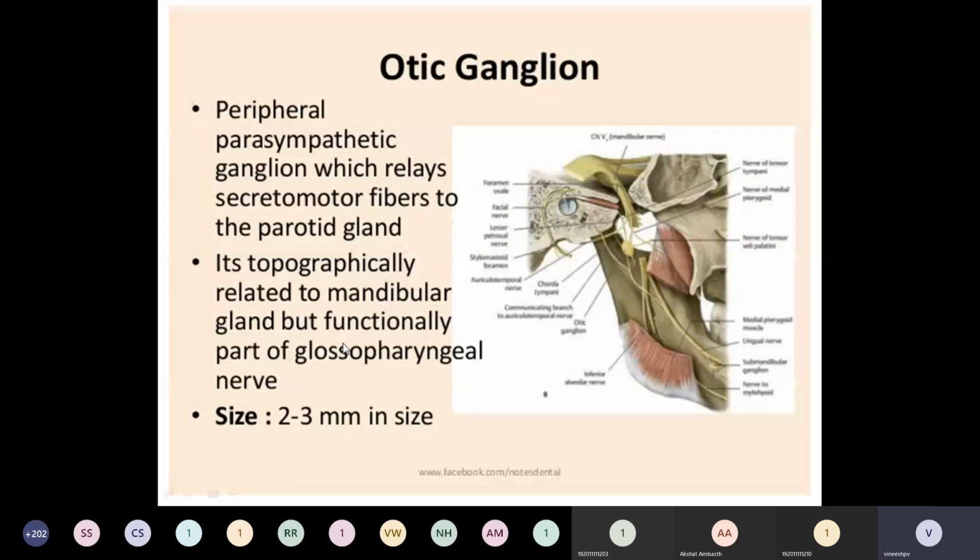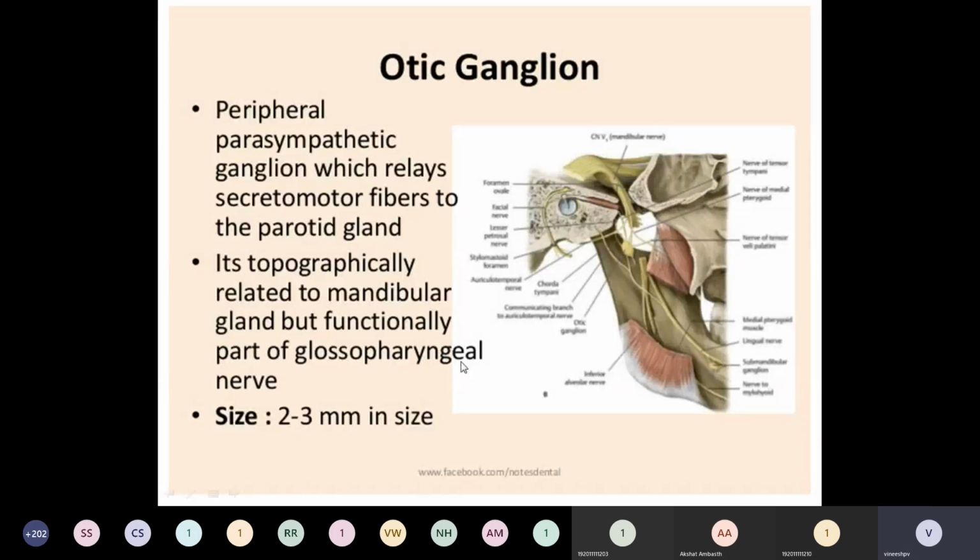So the first sentence about the ganglion is what you are supposed to write for whichever ganglion is asked. Okay, it is a peripheral parasympathetic ganglion, and which gland does it supply? Here, the otic ganglion supplies the parotid gland. Topographically it is related to the mandibular nerve, but functionally it is related to the glossopharyngeal.